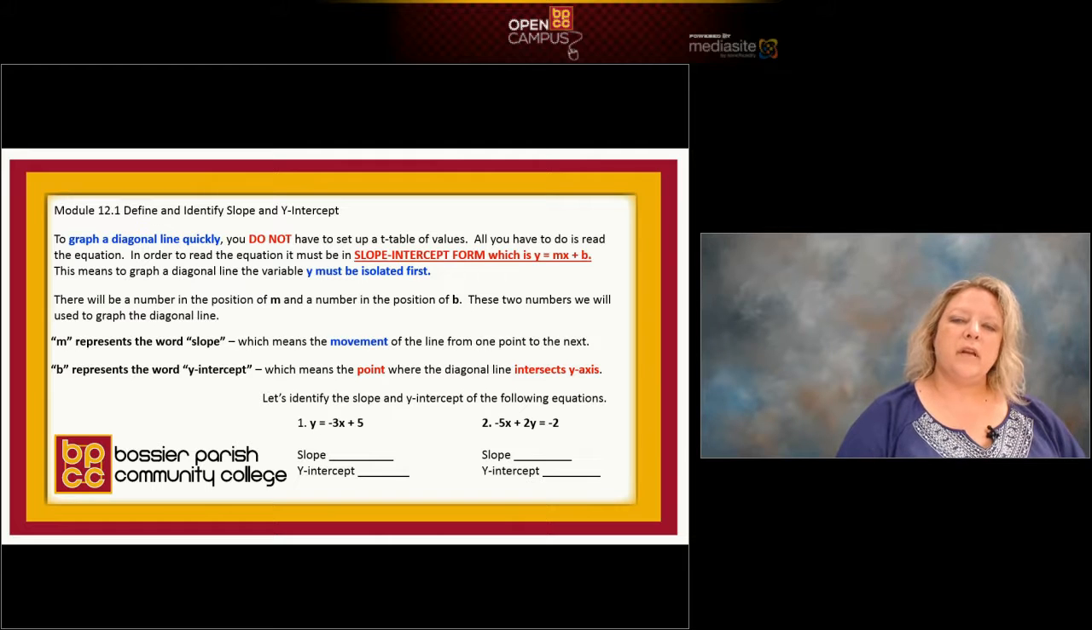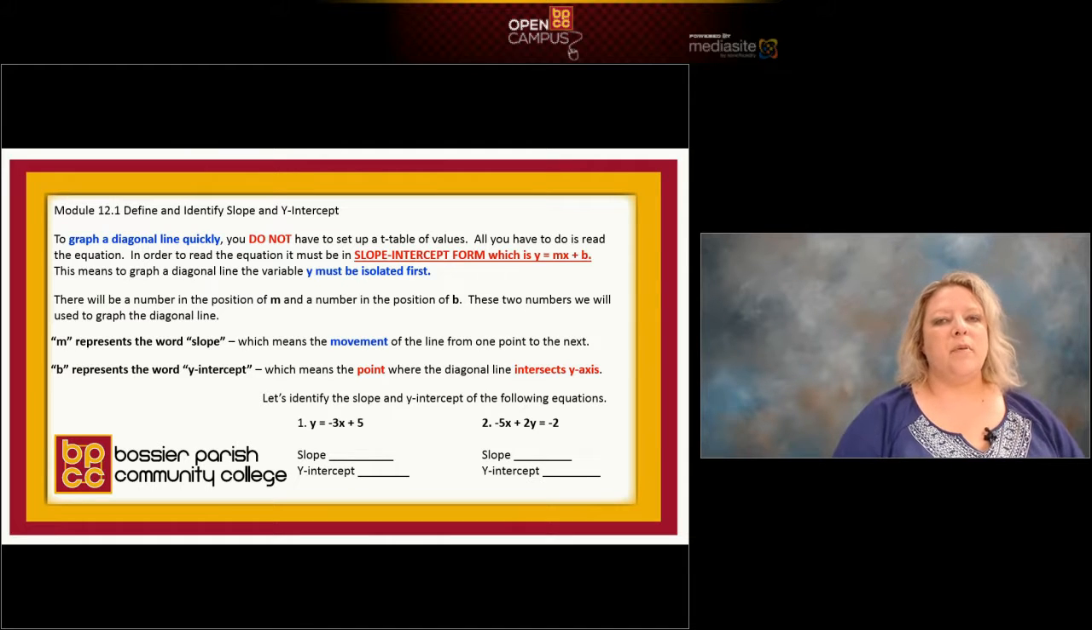So the first thing that we're going to do is make sure our equation is in y equals mx plus b. Then we're going to identify the parts that we need. m is our slope. Remember, what does slope mean? Slope means move, okay? Rise over run. It's going to be either a fraction or a number over 1, something like that. And where is that number located? It's the coefficient in front of the x in the equation.